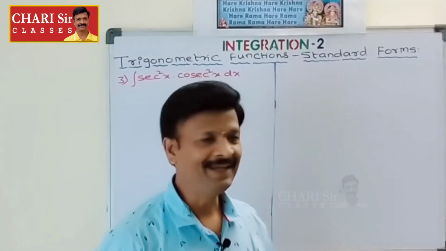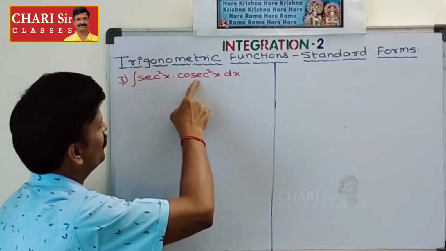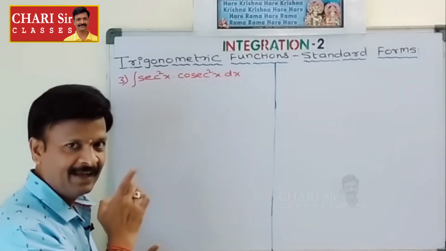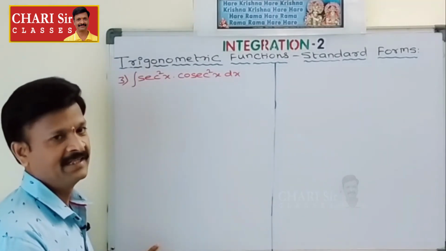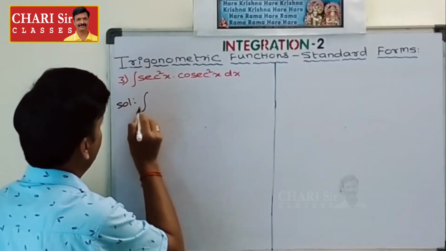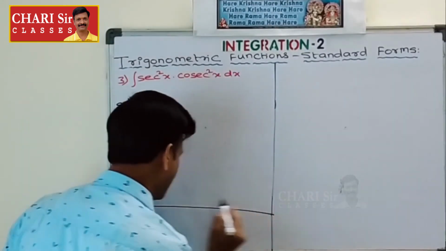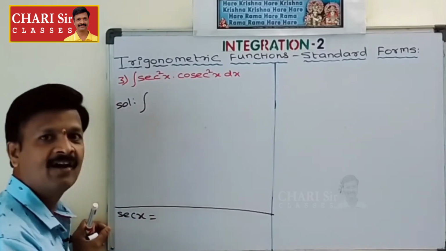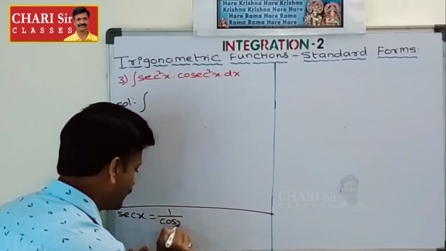Next, question number 3. Here we have integration of secant square x into cosecant square x dx. Can we integrate directly? No. So what you need to do is take some transformations. First, in this solution, consider secant x. What is the reciprocal of secant x? That is cos x. Means secant x equals 1 by cos x.